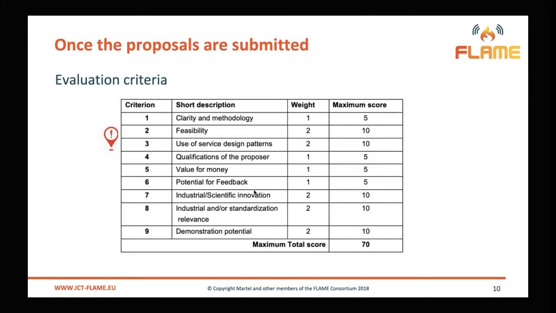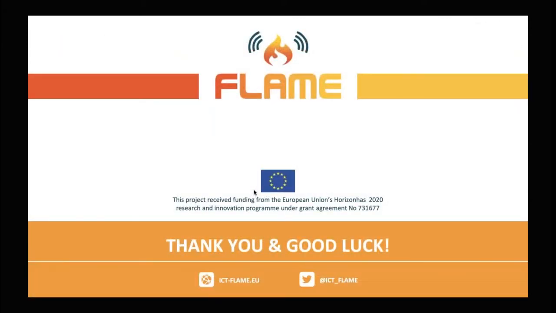So these are the evaluation criteria. What is different from the previous open calls is that we have this additional one, the third criterion, about the use of the service design partners, and it has a maximum weight. As you can see, it's very important for us to see how you are going to use them. The rest of the criteria remain as they were. Just make sure that you are providing the information you need in order to be evaluated high in each one of them. So that's all from my side about the process.